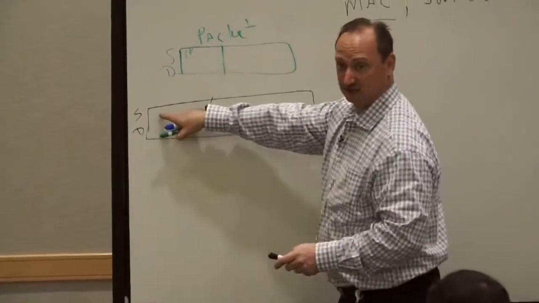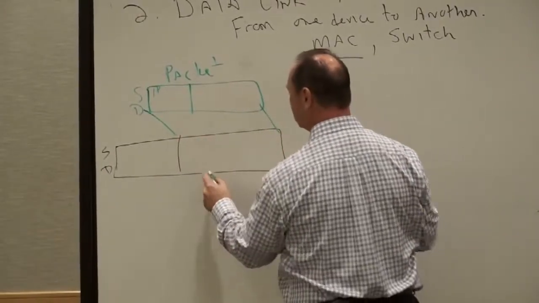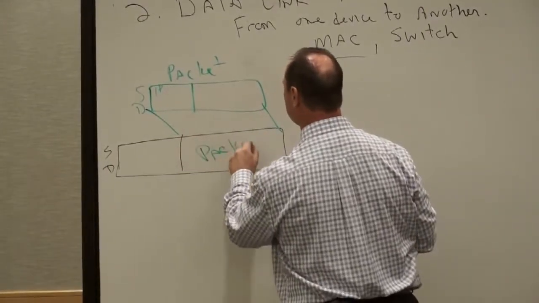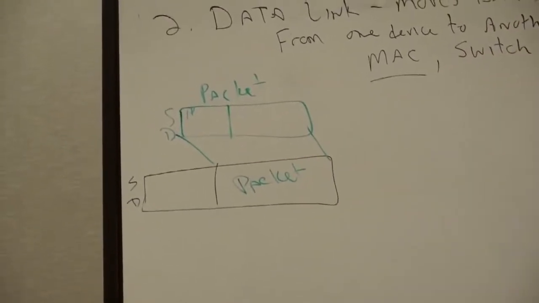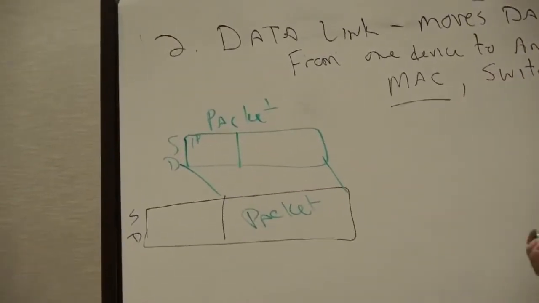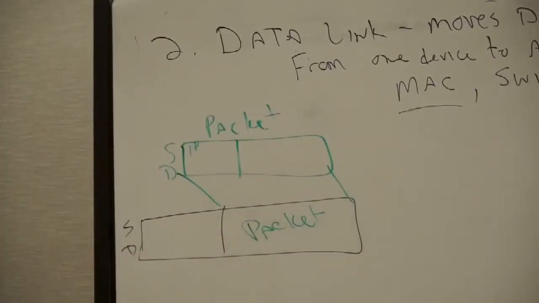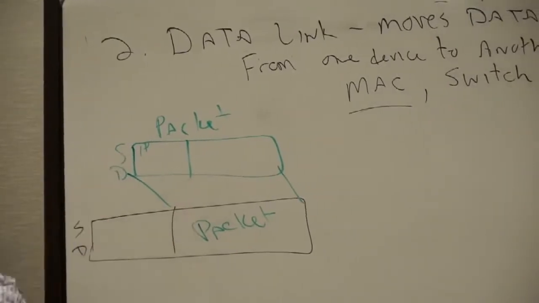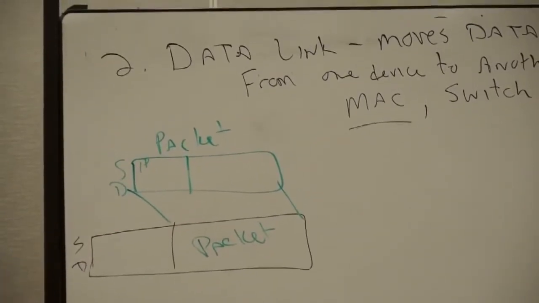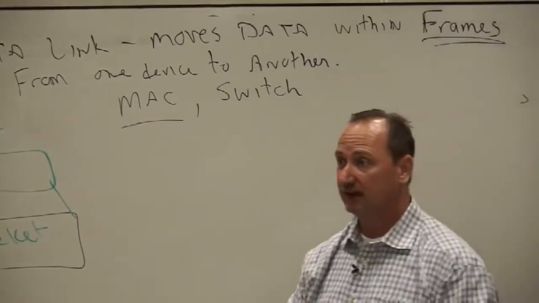Source, destination, again, we take the packet and put it inside the frame. So the packet is inside of here, it's what we carry. It moves data from one device to the other. This is where a switch comes in. And we'll talk about switching in the next segment, the fundamentals of switching, two segments from now. But that's what a switch operates on. Switches live at layer 2, traditionally.